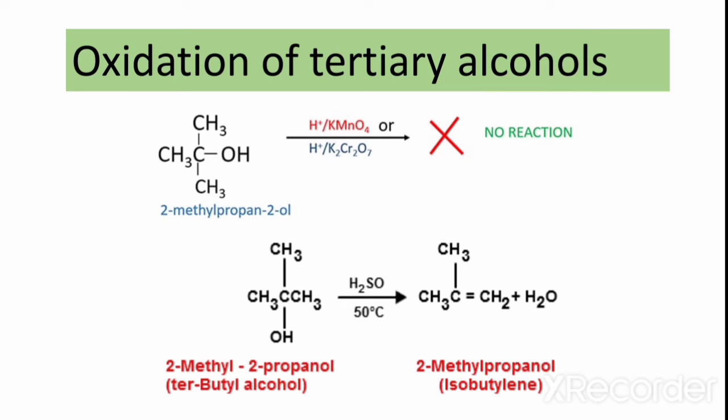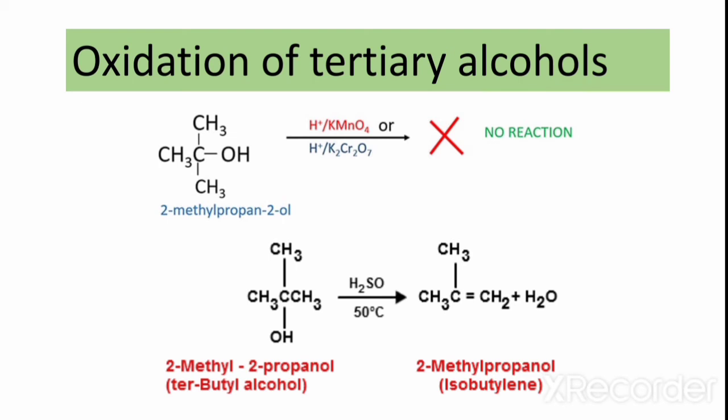So in this example, we take 2-methylpropan-2-ol, meaning the hydroxyl group is attached to the second carbon in the chain. When the same conditions are provided, that is potassium permanganate or potassium chromate, and in the presence of hydrogen positive ion, it will not give any reaction, so there will be no reaction.